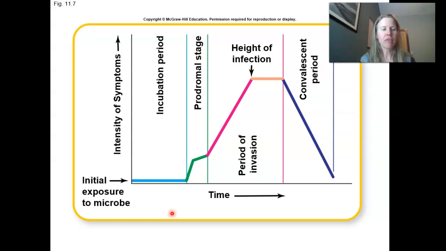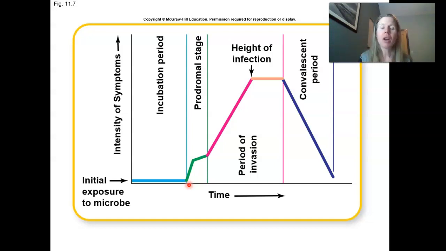So this graph, this is figure 11.7. Notice this looks an awful lot like the bacterial growth curve because they overlap, right? But notice what we're looking at now is time versus intensity of those symptoms that we were just talking about, right? So you have that initial exposure and an incubation period. And basically during this incubation period, that microbe is just ramping itself up, right? Remember the lag phase? It's not growing. It hasn't reached the power of exponential growth yet. So these do definitely overlap.